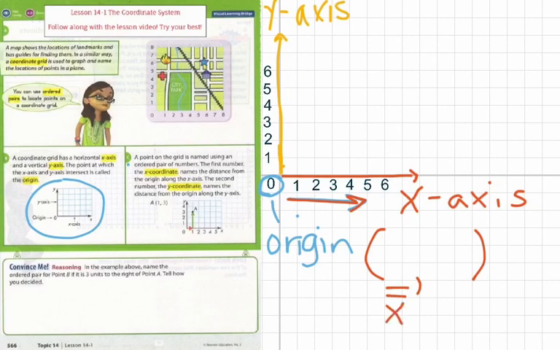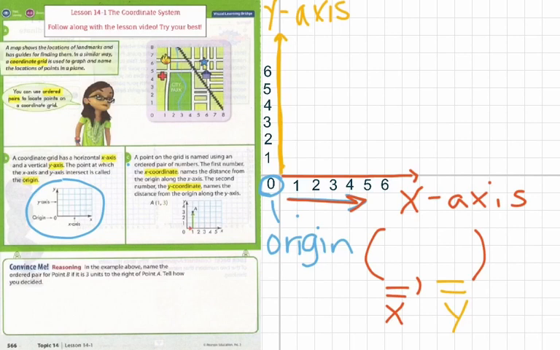And then this second one, this y part here, this second number is always going to be your y-axis, or the number on this vertical axis here, okay? So it's really important to remember that the x always goes first and the y always comes second. That's why they're called an ordered pair. They have to stay in that order, okay?